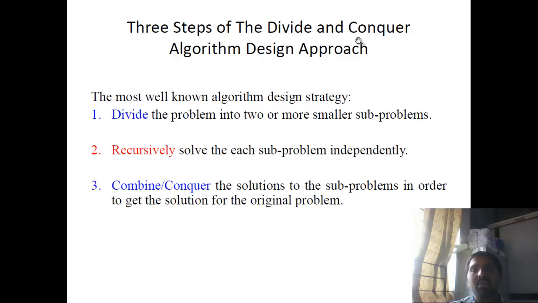Here are the three steps of the divide and conquer approach. The first step is divide. Sometimes we may get a big problem that we cannot solve directly or immediately. In that case, we divide the problem into modules. Those modules we can assign to different members. After getting the solutions from the different members, we combine them, like in our software project.